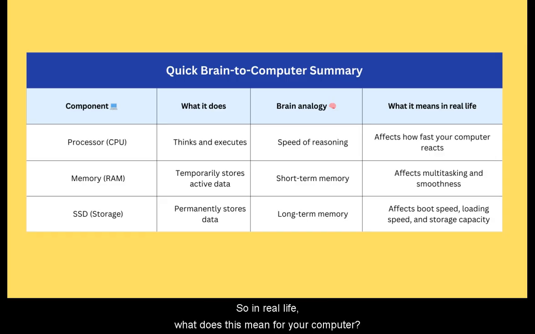So in real life, what does this mean for your computer? Well, it affects how fast your computer reacts. Now that we understand the three main parts of the computer, the processor as a thinking brain, the RAM as a short-term memory, and the SSD as a long-term memory, let's put that knowledge into action. When you open programs, click a button, or run Excel formulas, the CPU is the one doing the work. So a stronger CPU equals a faster and more responsive computer.